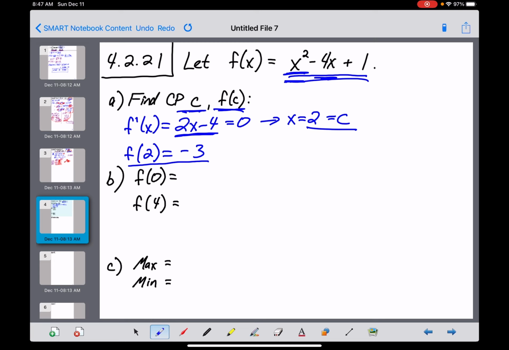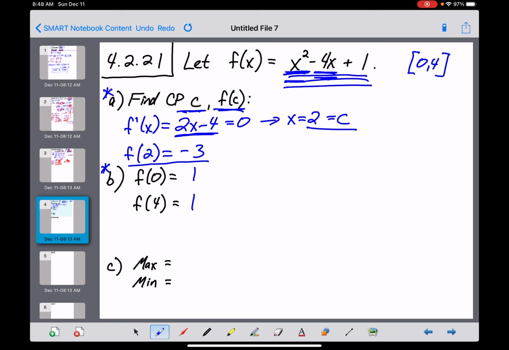In B, they've kind of artificially introduced some endpoints right here. I wish they had written them up here. I think that would have made a little bit more sense. But they just want us to look at this function on an interval here from 0 to 4. And extreme values can occur at critical points, which we found here in part A, but they can also occur at endpoints. So let's do f of 0. That's just a quick and easy 1. And then f of 4, well, this is convenient. That's 16 minus 16. Those cancel out, and we end up with 1 as well. So that's all they wanted us to do in B, find the values of f of x at 0 and 4.